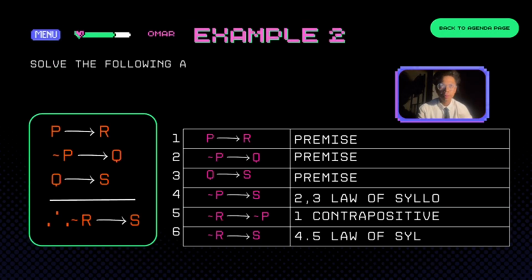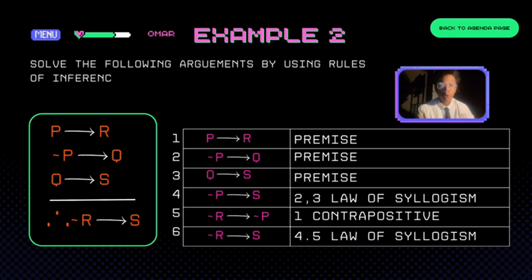Okay, so for example 2, solve the following argument by using rules of inference. So the question is, P implies R, and then negation P implies Q, next Q implies S, and then the conclusion is negation R implies S. So we must find how we get the conclusion. So we skip to number 4, which is a combination of 2 and 3.